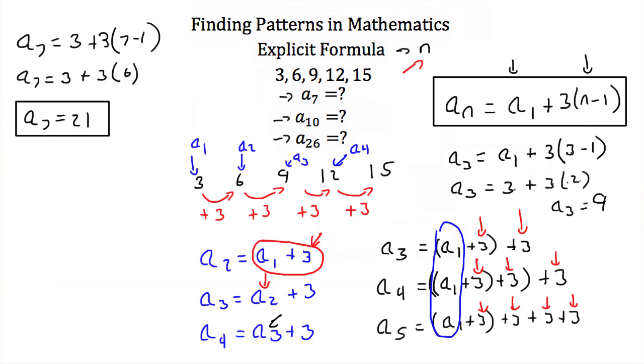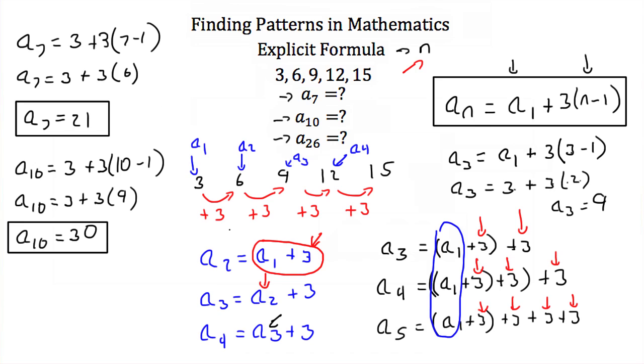If we want to find A10 or a 10th term, well, A10 is equal to our first term, which is 3, plus 3 times 10, the position of our term, minus 1. So A10 is equal to 3 plus 3 times 9. 3 times 9 is 27. Add 3, that means our 10th term is equal to 30.